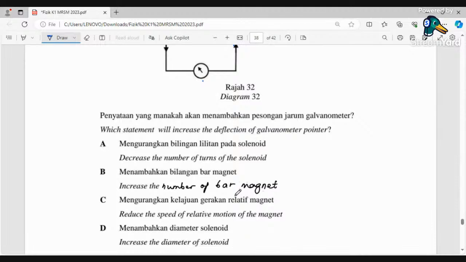Okay, will cause deflection sebab kita nak increasekan deflection, maksud you nak increasekan induced EMF ataupun induced current. What are the factors that increase the induced current? Decrease the number of turns, no. Increase number of bar magnet, correct. Reduce speed, no. Increase diameter of the solenoid, no. Jawapan B. Guna stronger magnet, more number of flux line, more line cuts. Maksudnya, lebih besarlah induced EMF produce.